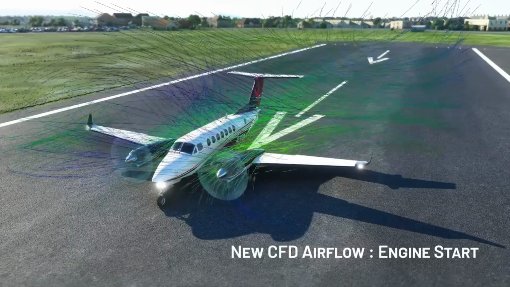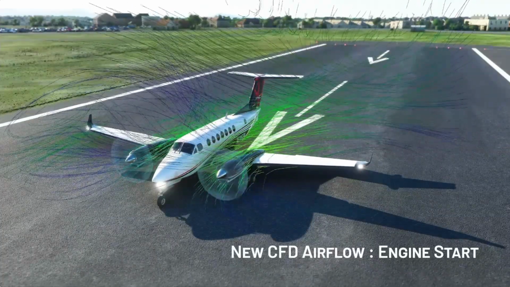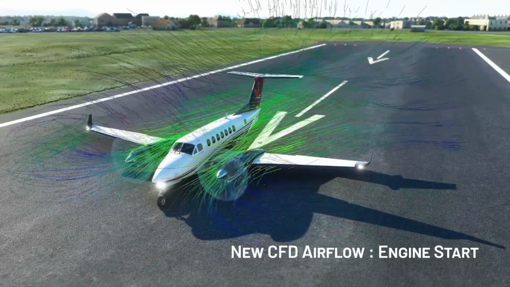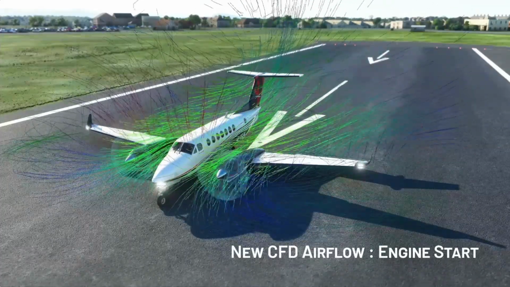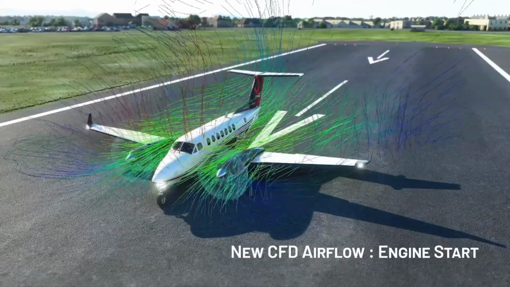So with Sim Update 9, we're going to open this on, again, a selection of airplanes. And also for a third party, it's completely flexible and can be parameterized. So there's a lot of parameters on the airflow that you can adjust to control this and how it affects the different surfaces of the airplane.